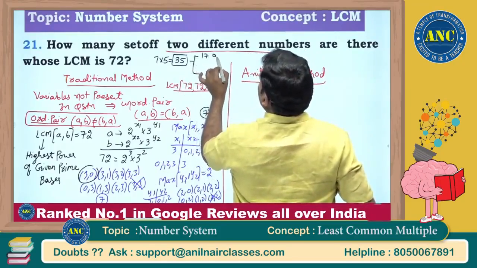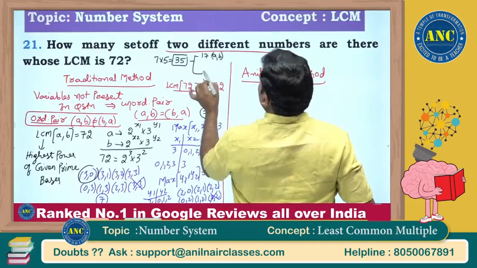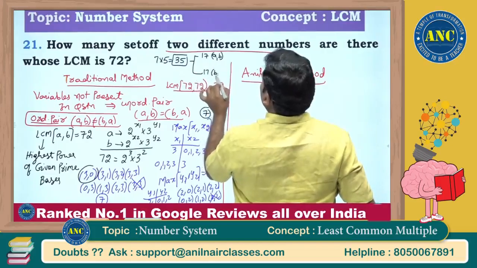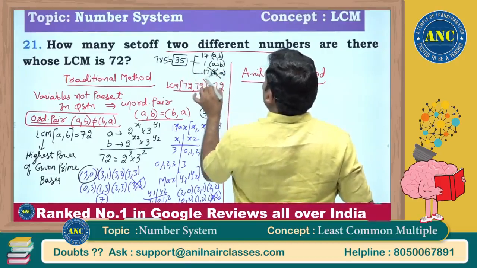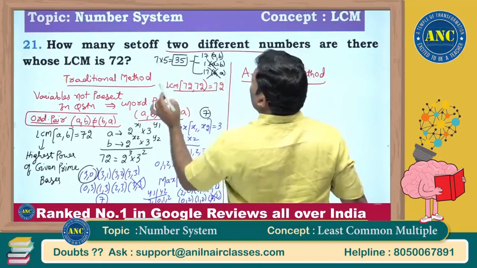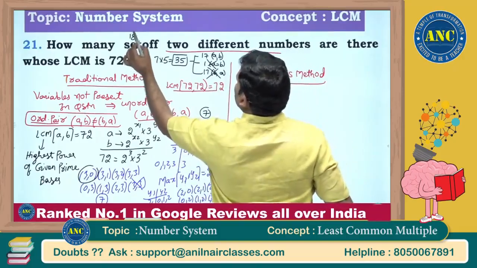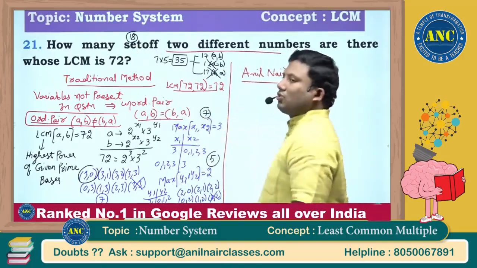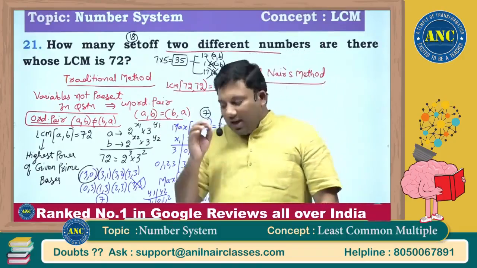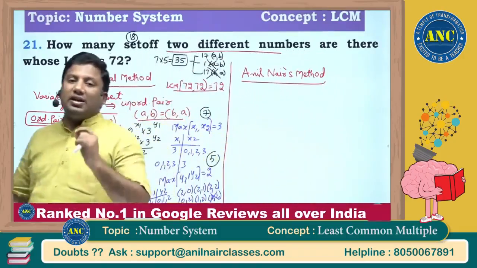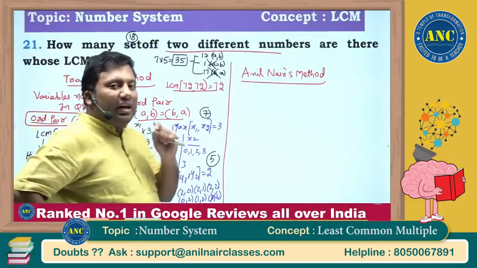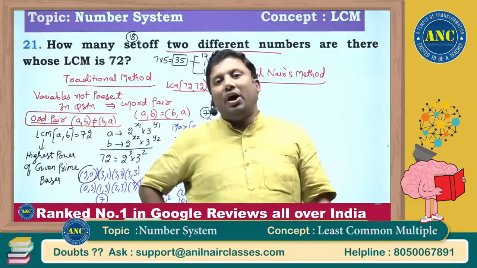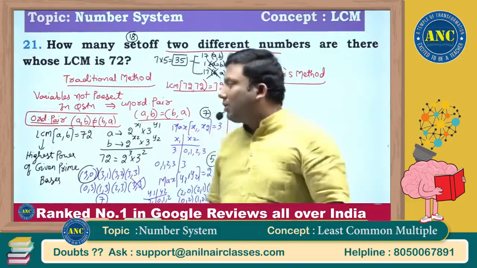17 cases will be A into B, 17 cases will be B into A, and one case will be A equal to B. This case should not be counted twice. So the answer for this question is 18. Why? Because if variables are not present in the question, it is an unordered pair, and the reverse case is not possible.